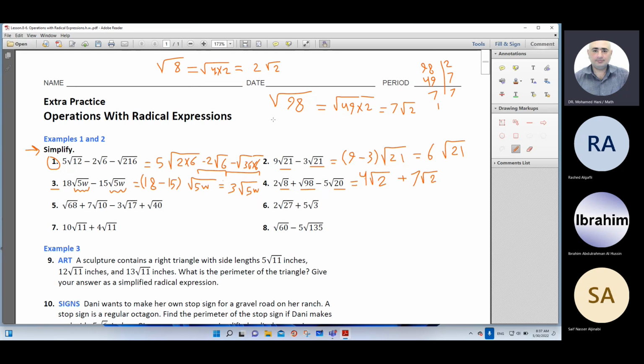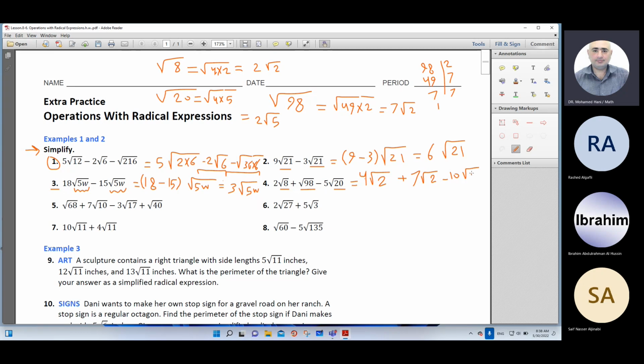Then square root of 20 equal 4 times 5. The square root of 4 will be 2, square root of 5. So we can write here minus 5 times 2 will be minus 10.